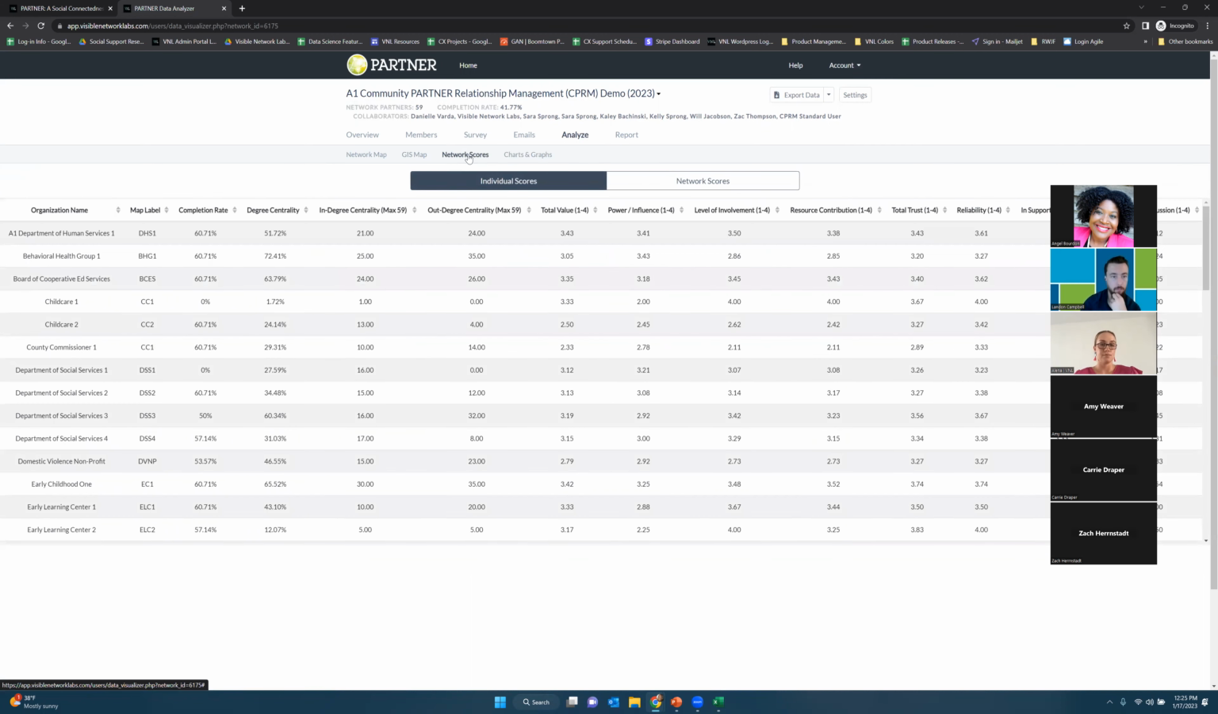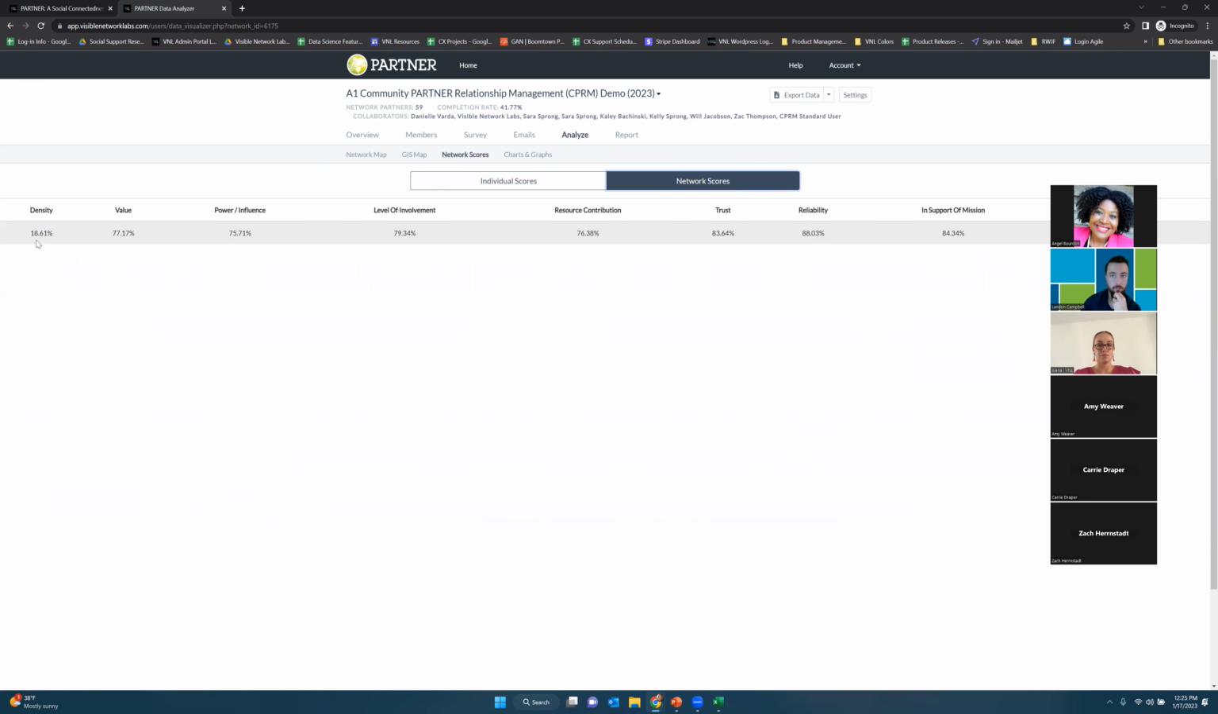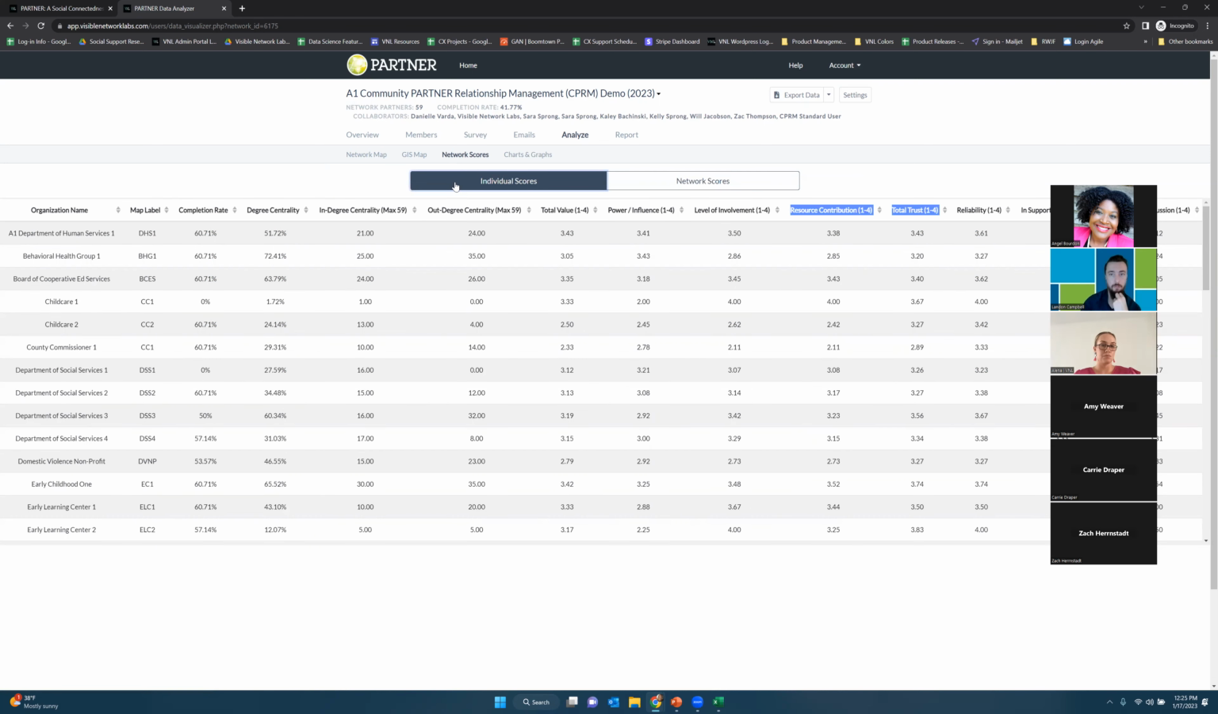Your network scores tab: if you included any of the partner metrics in your survey, like the value and trust scores, these will show up here at a network level, which is just an average of all the members together. And then the overall score is just an average of all three of the metrics together. Your individual scores do that same thing. It's an average of the perceptions of that person's partners.